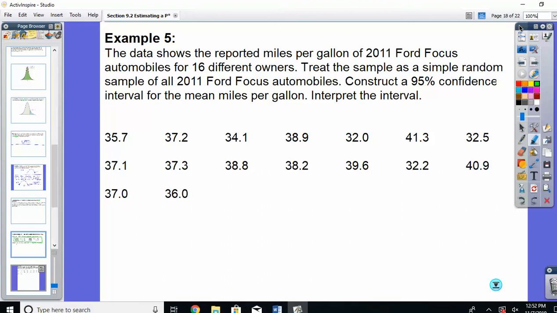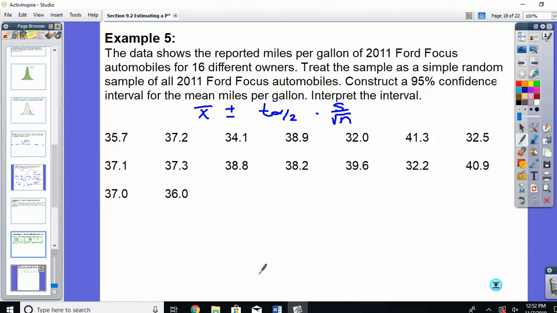So would 16 be less than 5% of the population? Yes. Okay, create a 95% confidence interval. To make the confidence interval, if you are looking at the formula you wrote down, we need x bar plus or minus the t alpha over 2 times our s over radical n. Okay, I need my x bar and my s.